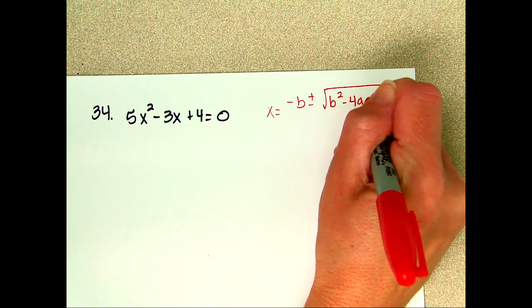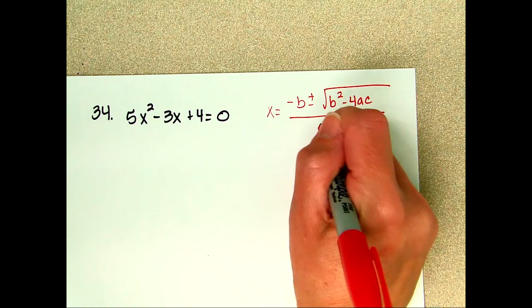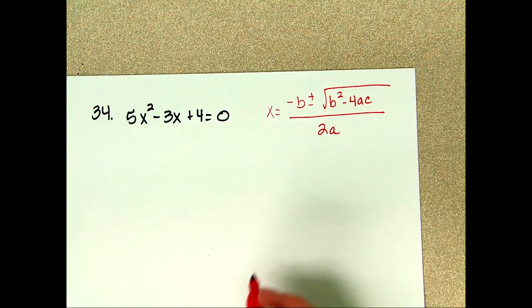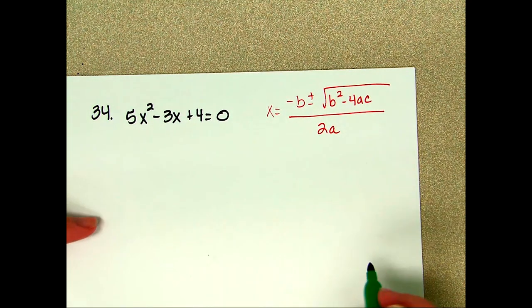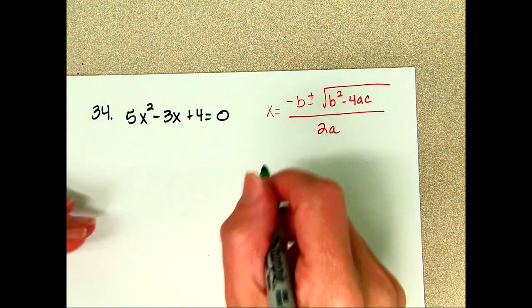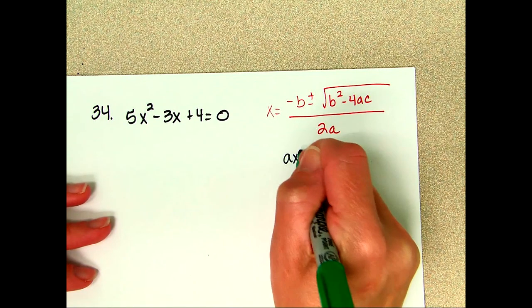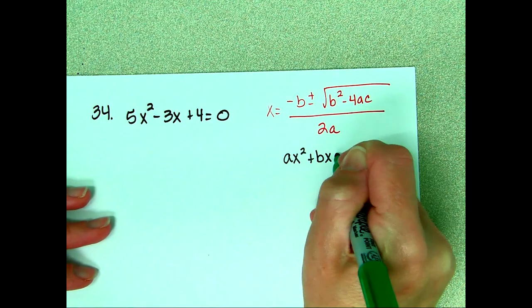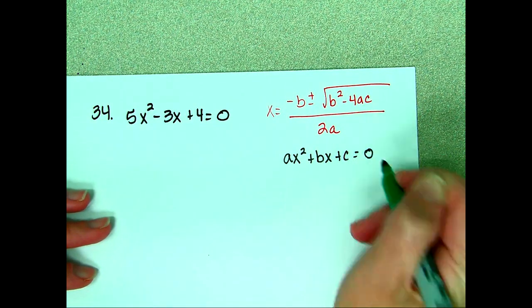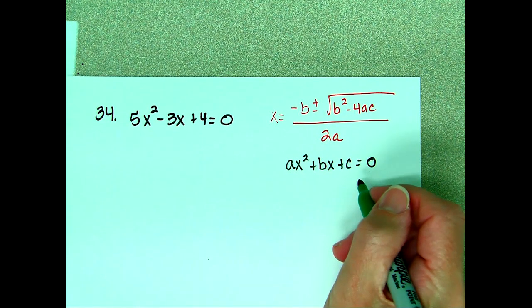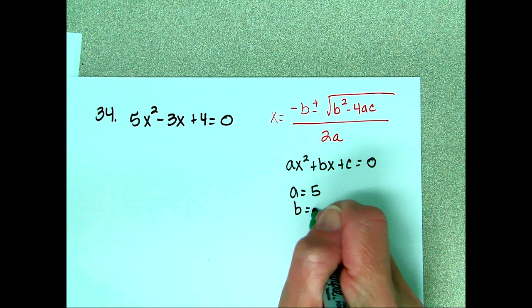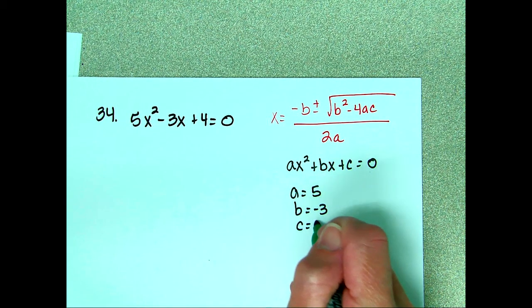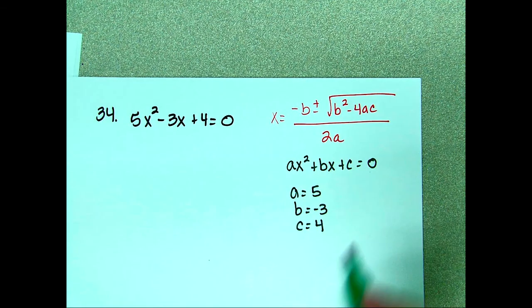In order to solve using the quadratic formula, we must be in standard form: ax squared plus bx plus c equals 0. We are in standard form. a is equal to 5, b is equal to -3, c is equal to 4. Let's also write down the opposite of b, or negative b, is going to equal 3. If b is equal to -3, the opposite of b is going to be positive 3.